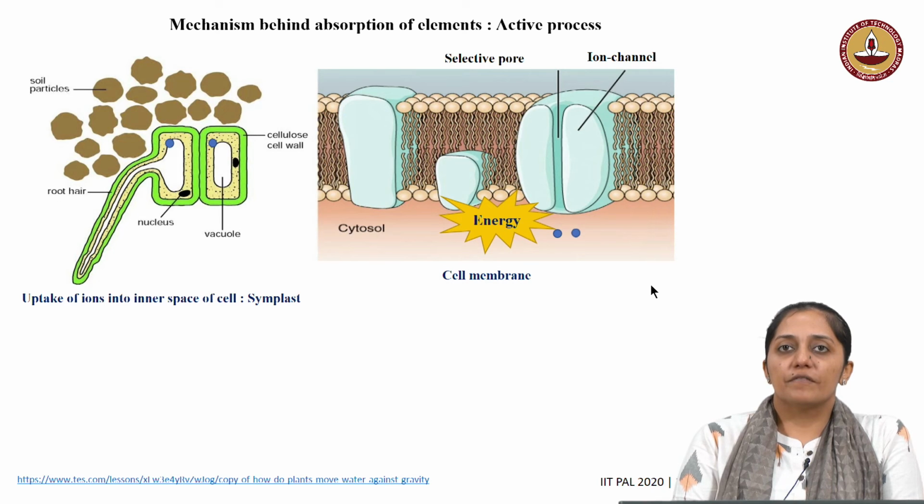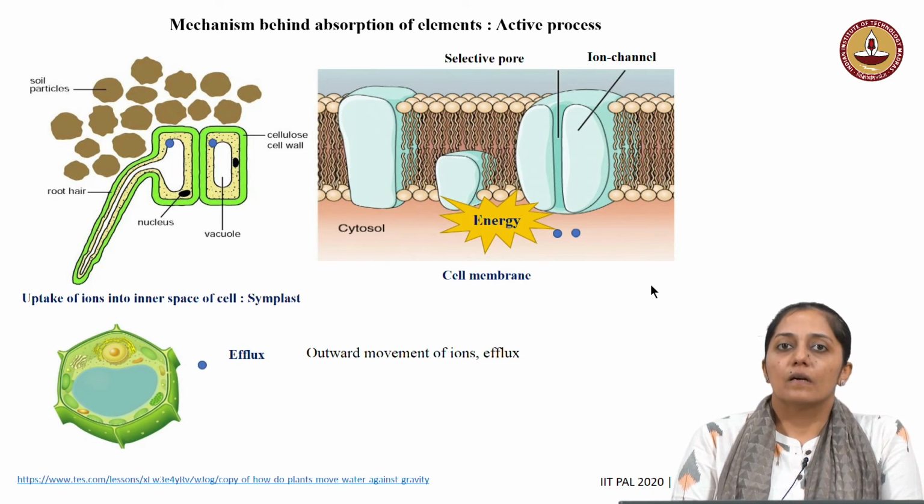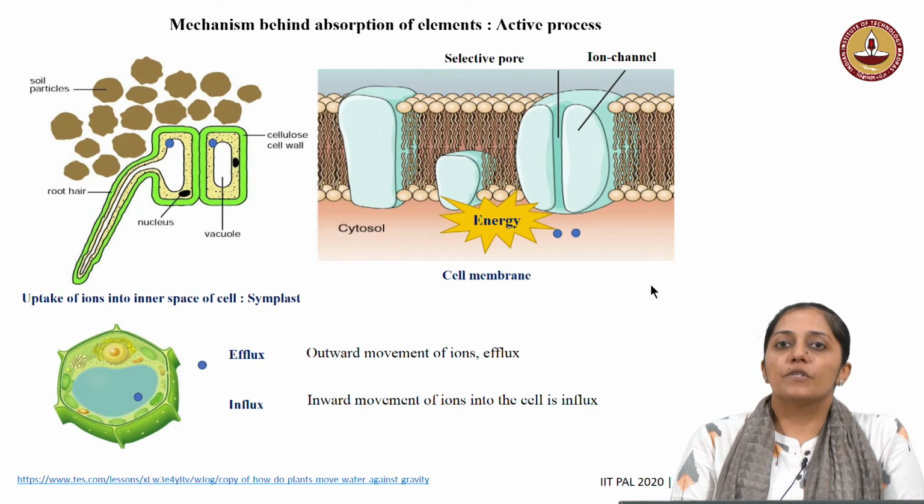Now, this is an energy driven process in which these elements in their ionic forms pass through the cell membrane, through the ion channels present in the cell membrane with the use of energy. Now, this process of influx and efflux is defined as, so the inward movement of the ions into the cell is defined as influx, and the outward movement of ions is defined as efflux.